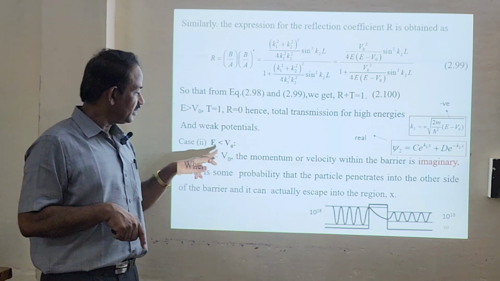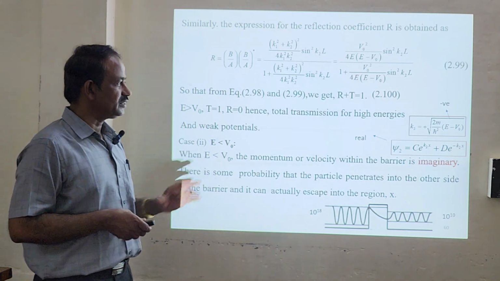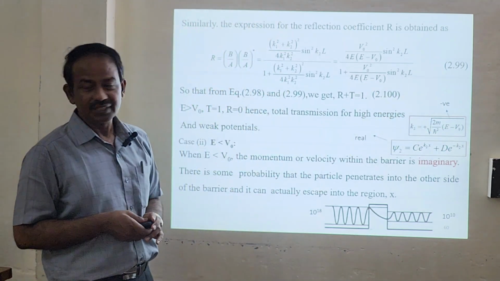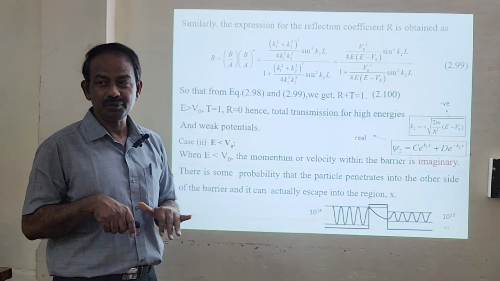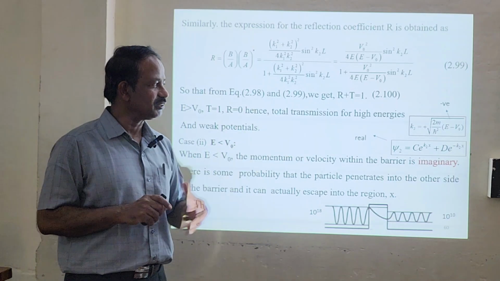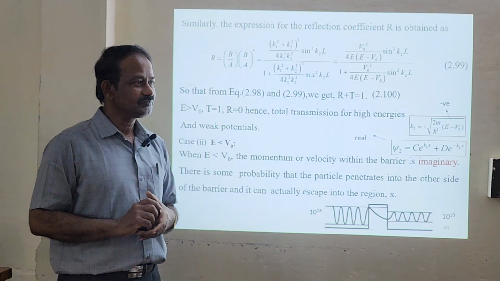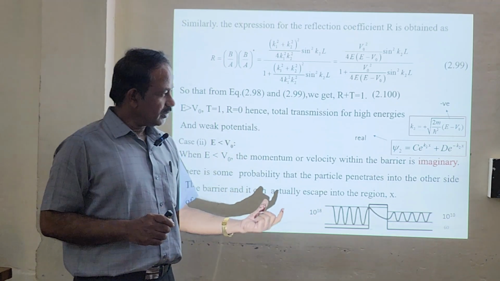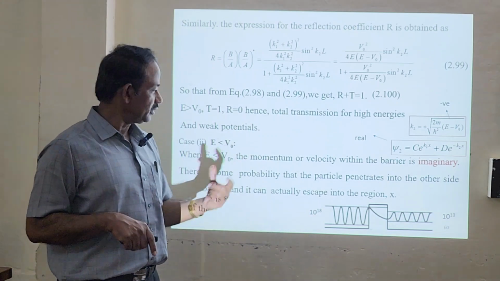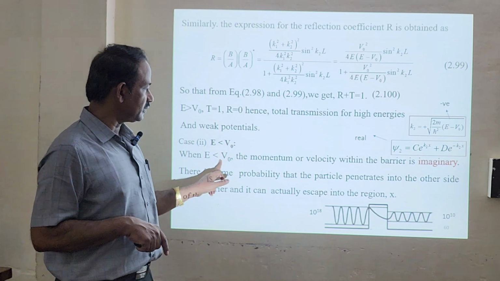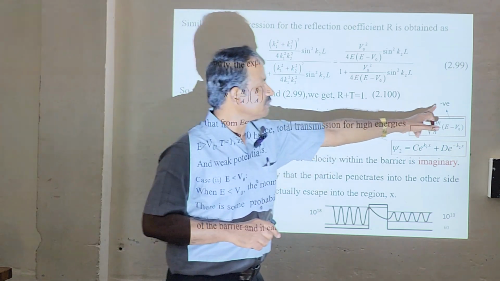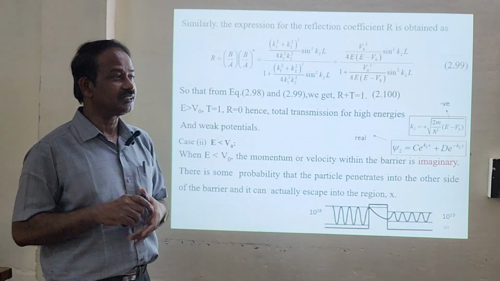Now for the second case, where E is less than V naught, K2 squared will be negative. And of course, psi needs to be real. In this condition, when E is less than V naught, the momentum within the region is imaginary, because this term is negative. So you will get only an imaginary value.